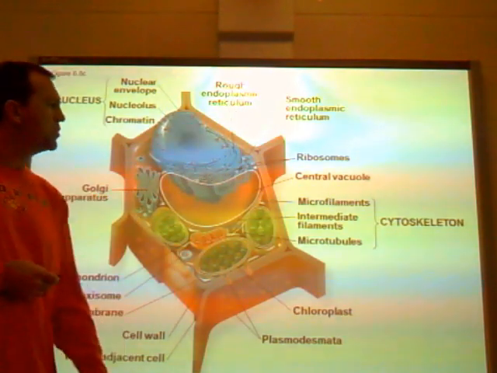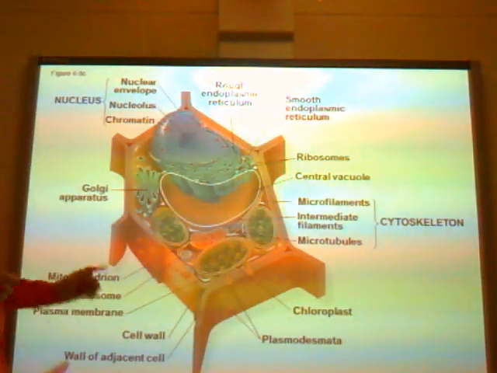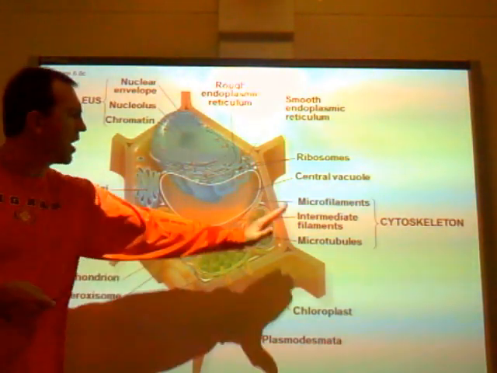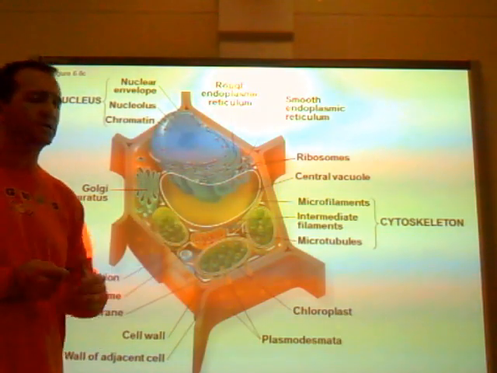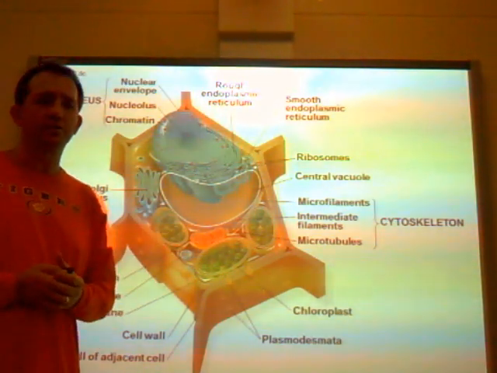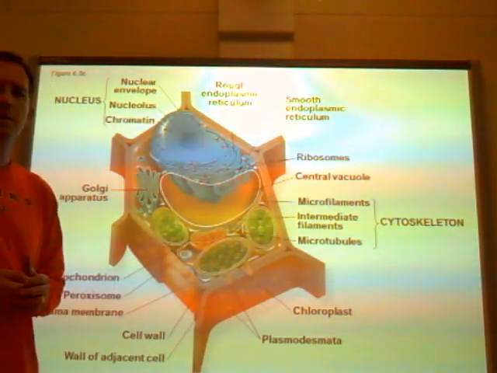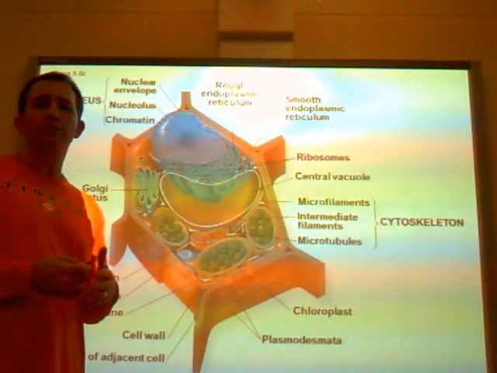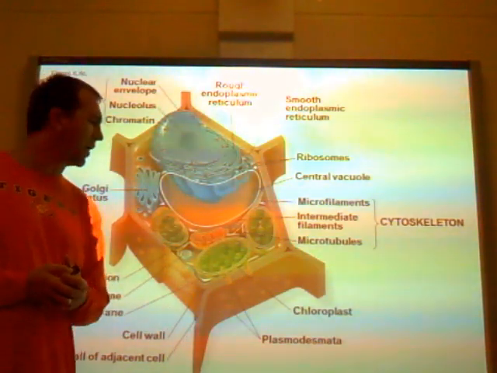There's rough and smooth endoplasmic reticulum, a cytoskeleton, ribosomes, Golgi apparatus, so a lot of the same structures, but there are some key differences, one of those being this central vacuole, which is going to be a storage facility. Animal cells, human cells do not have these. Chloroplasts are going to be utilized for photosynthesis. Animal cells do not have chloroplasts.